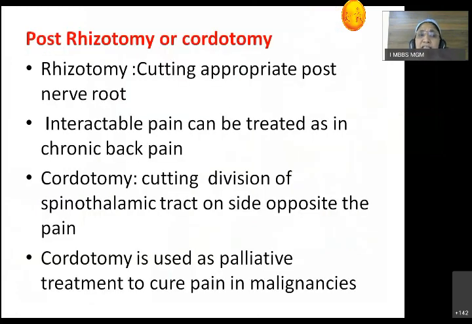The other condition is posterior rhizotomy or cordotomy. This we have already discussed. In rhizotomy, we cut the appropriate posterior root. It is done mainly in chronic back pain. Whereas in cordotomy, we cut the trunk of the spinothalamic tract. This is done as a palliative treatment in many malignancies. So that is about all the conditions that are related with the spinal cord.